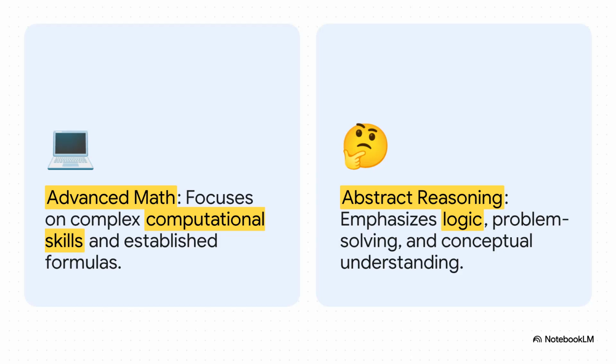And this difference is absolutely key. On one side, you've got advanced math. That's the what. It's the hard skills, the complex formulas you need to know. But on the other side, you've got abstract reasoning. That's the how. It's the logic, the problem solving, the ability to actually understand what you're doing. So when you put them together, it's pretty clear this course wants to teach students not just how to calculate an answer, but how to actually think.